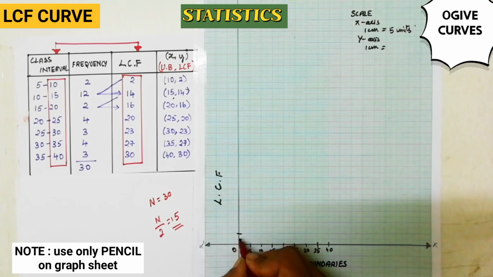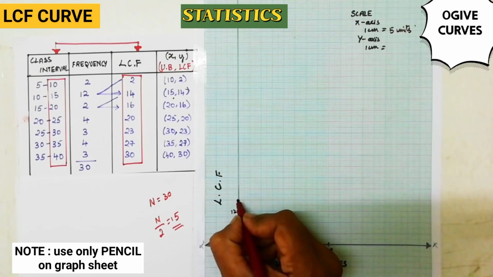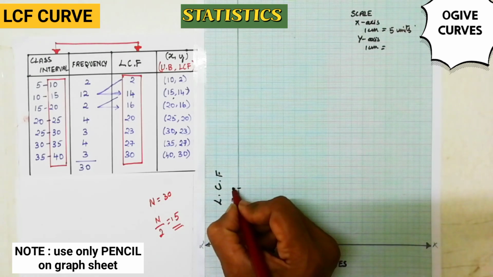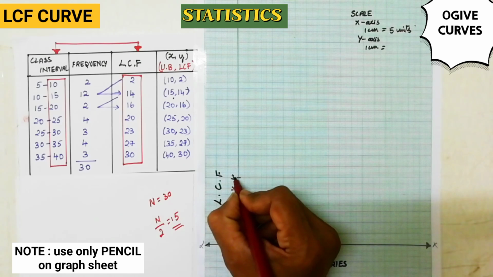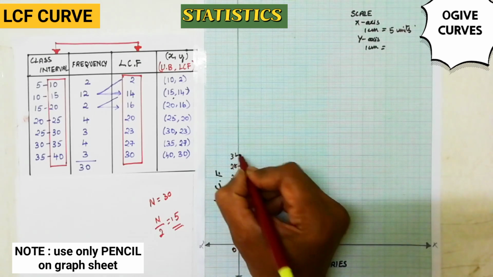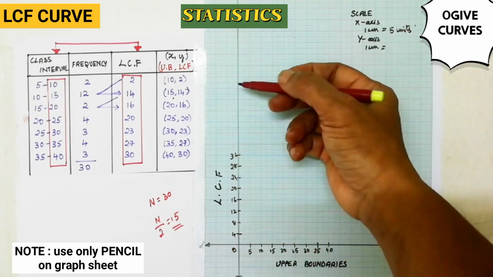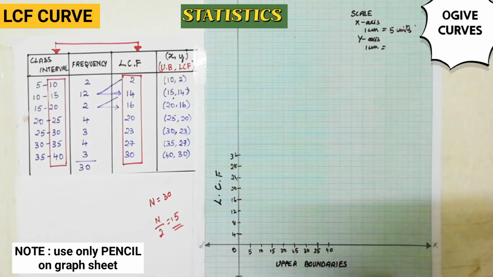So I am selecting multiples of 4: 4, 8, 12, 16, 20, 24, 28, 32 like this. It's up to you. You can take multiples of 2, that is 2, 4, 6, 8, but it comes a little longer. I have taken multiples of 4, so it's okay.